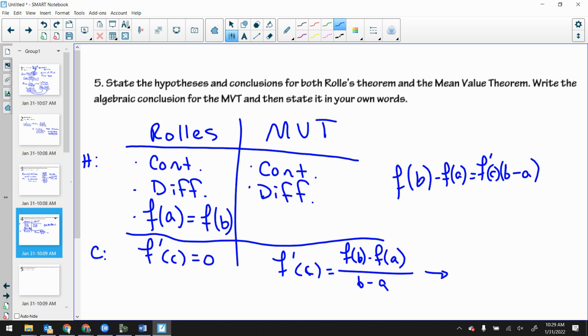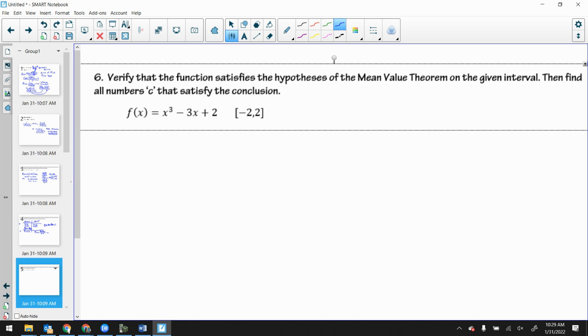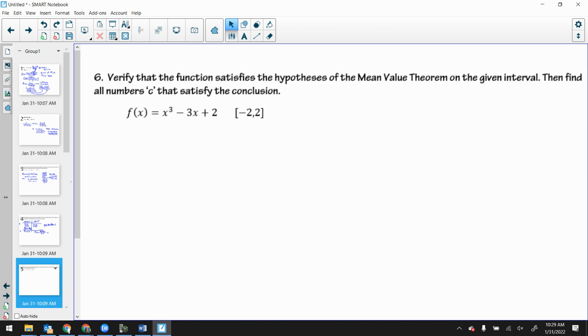All right, questions on that? Okay. Number 6, verify that the functions satisfy the hypotheses of the mean value theorem on the given interval. Then find all numbers c that satisfy the conclusion. This is another one of those where you have to state the reasons why it satisfies, right? So it's both continuous and differentiable.